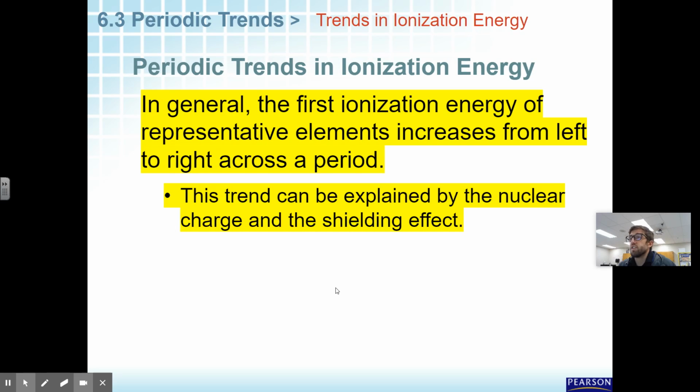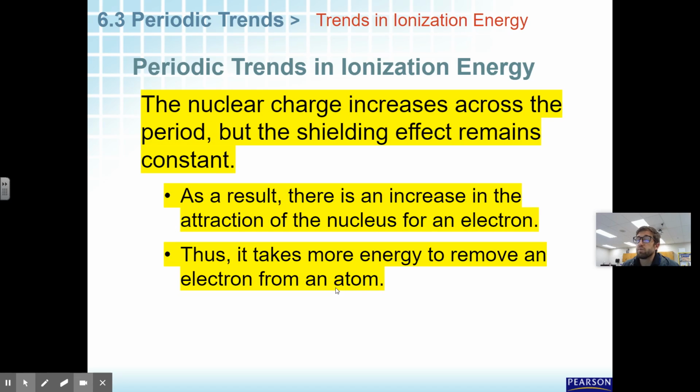So here's the other trend. It increases from left to right across a period. And this can be explained by the nuclear charge and the shielding effect, which we talked about yesterday. Okay, as we know, as we go left to right, the nuclear charge increases. Nuclear charge, as I said yesterday, all that means is that the charge of the nucleus is going up. Because in the nucleus we only have protons and neutrons, and neutrons don't have a charge, protons do. So the positive charge of the nucleus is the nuclear charge.